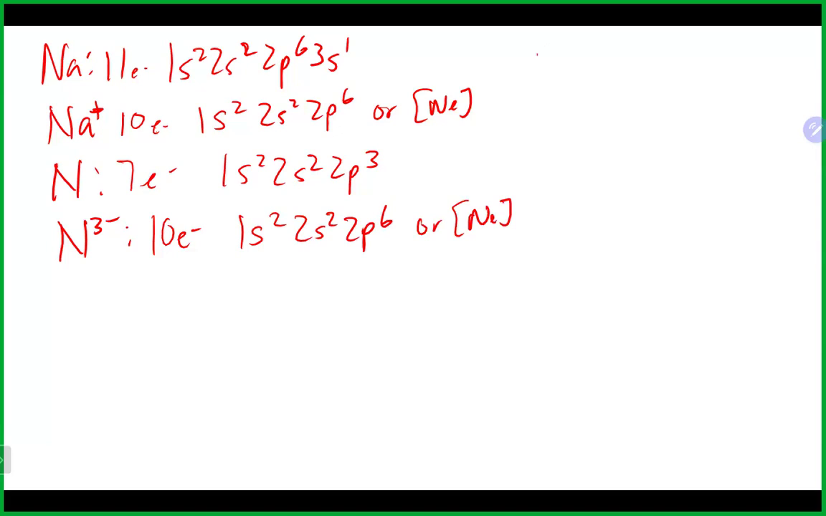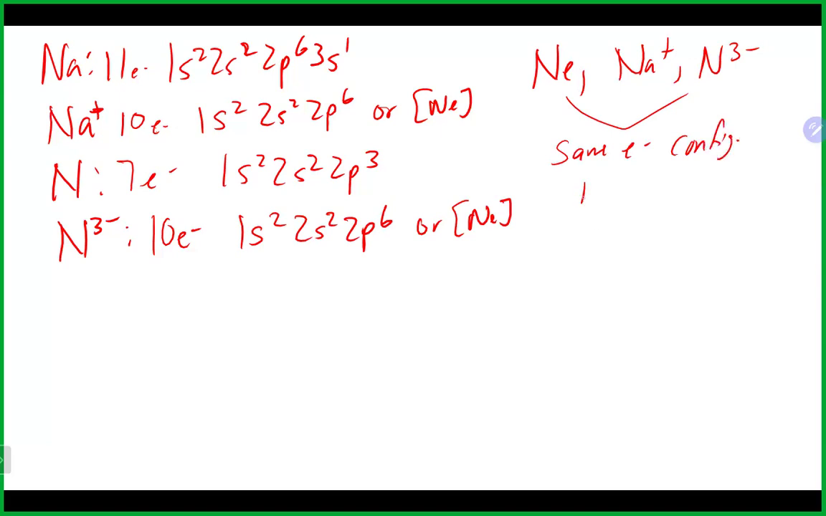All 3 of those things, neon, sodium with a +1 charge, nitride or nitrogen with a -3 charge, they all have the same electron configuration. That is what is known as being isoelectronic with each other. Isoelectronic means that we have things with the same electron configuration. It is also the whole purpose of bonding. It's the whole purpose of ionic bonding. It's the whole purpose of covalent bonding.